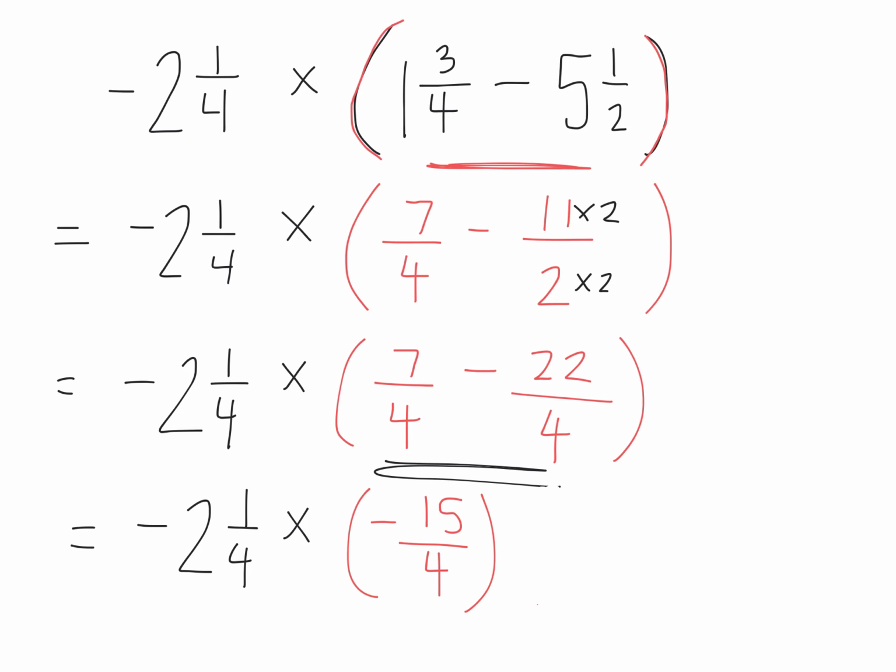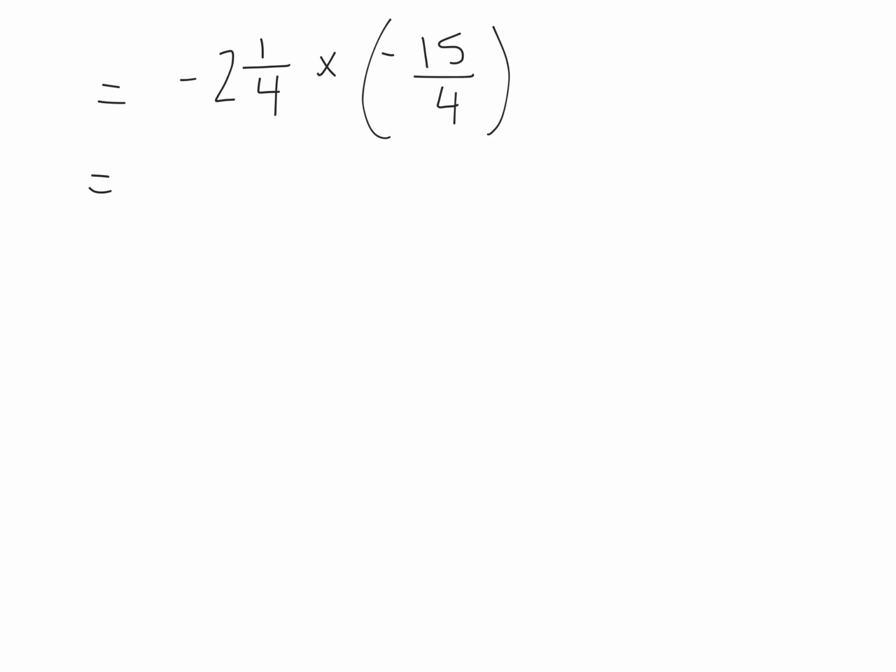Now we're multiplying fractions, so what should we do with our first term? How should we rewrite that? Okay, so we need to turn this into an improper fraction. So what is negative 2¼ as an improper fraction? Negative 9/4. Good. And how did you get that?